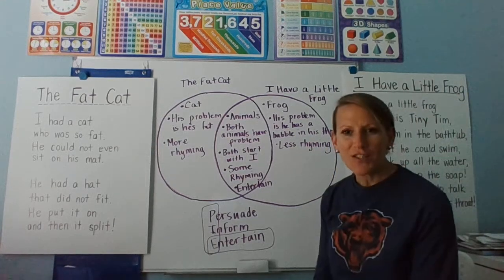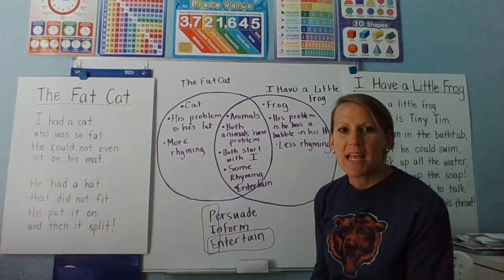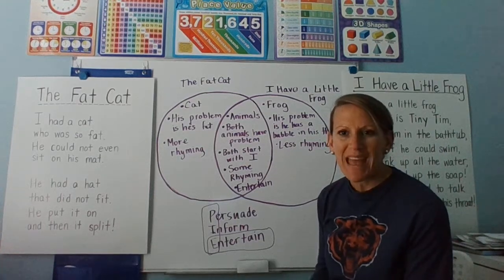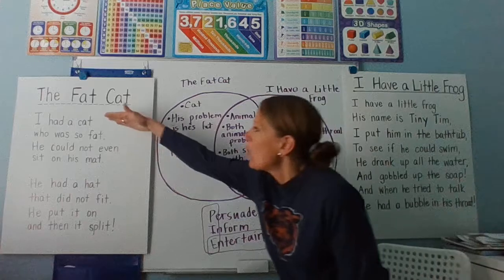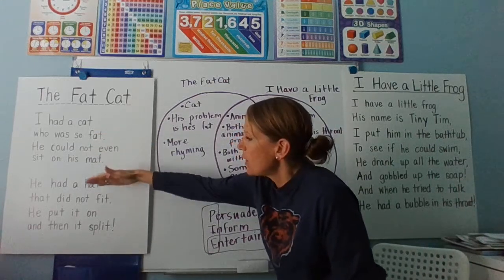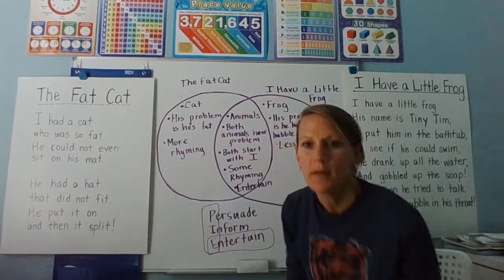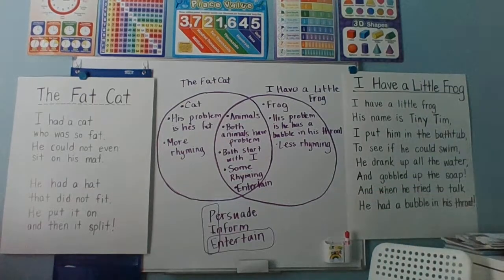One thing that I also noticed about these two poems is they both were written with 8 lines. Look, 1, 2, 3, 4, 1, 2, 3, 4. So that's 8 lines. And then this one had 1, 2, 3, 4, 1, 2, 3, 4. And they kind of separated it in that way for the rhythm of the poem.